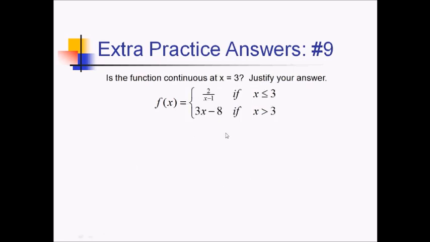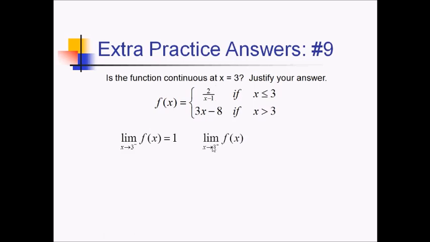On this problem, I'm trying to figure out if this function is continuous at x equals 3. So let me test my left and right limits and the function value to see if they match up. Left side limit as x approaches 3. That's going to be using this first rule here. So that's going to be 2 over 3 minus 1. 2 over 2 is going to be 1.